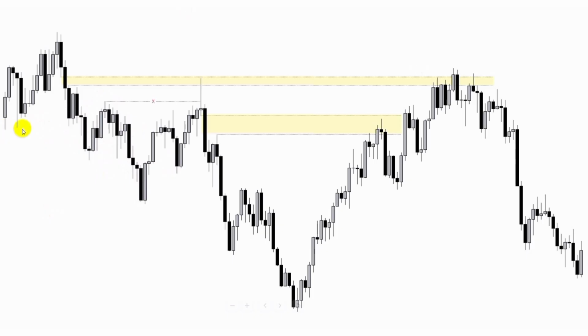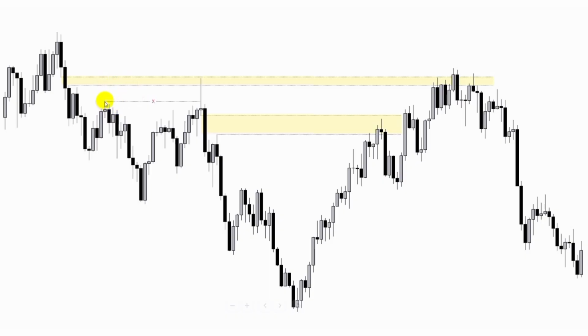Price took out external range liquidity. So we want to see the return of price to take out what? Internal range liquidity. So above the internal range liquidity, we want to be identifying fair value gaps or order blocks. But for this particular episode, I'm stressing more on the fair value gaps. We'll get to the order blocks here.